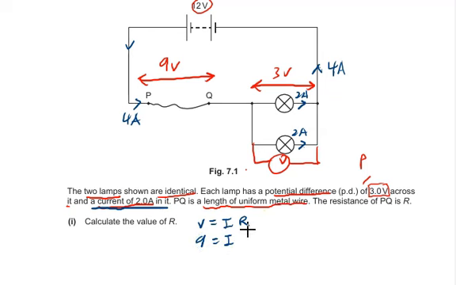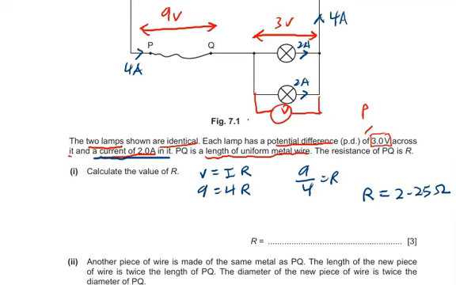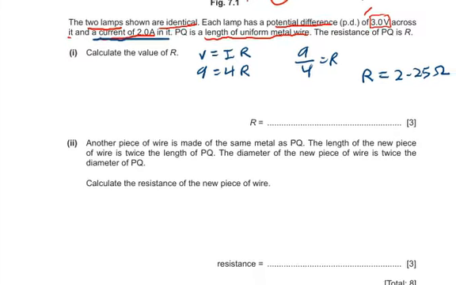The resistance of the current is 4. Resistance is R, so we just have to divide this. The R value we are getting here is 9 divided by 4, so you'll be getting 2.25 ohm. Alright, this is 2.25 ohm, which is 3 marks.